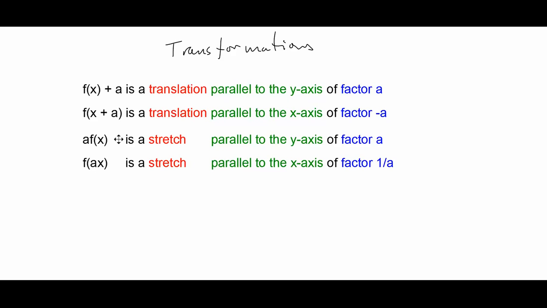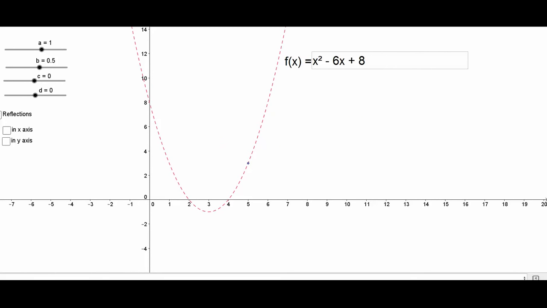a f of x is a stretch parallel to the y-axis of factor a, and f of ax is a stretch parallel to the x-axis of factor 1 over a. So f of 2x then is a stretch of factor a half. If you want a stretch of factor 2, you need f of a half x. That would be a stretch of factor 2. Two more transformations you need to know are reflections. A reflection in the x-axis and a reflection in the y-axis.